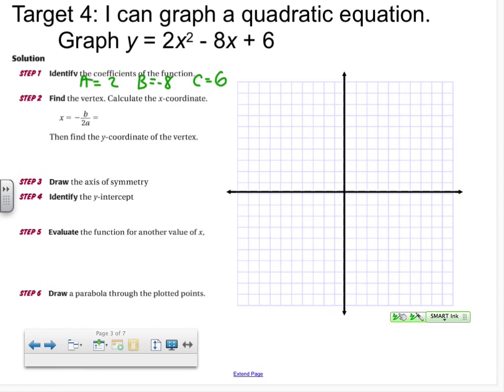Right? We can quickly calculate the vertex by finding the axis of symmetry. Our axis of symmetry is negative b over 2a, so that's negative 8, which is 8, over 2 times 2, which is 4. So our axis of symmetry is at 2, x equals 2.